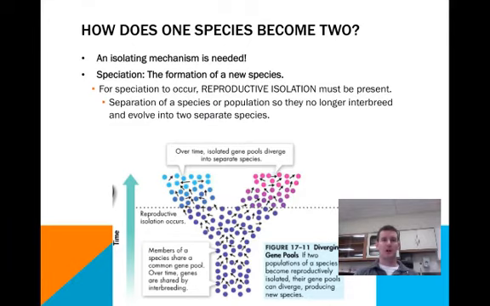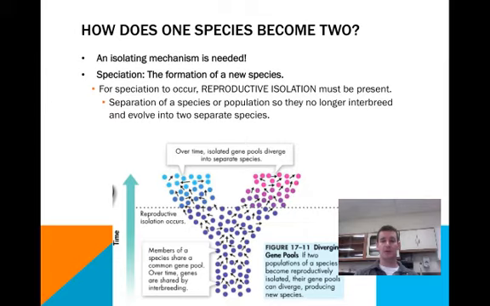I just want to define real quick speciation, and that's just the formation of a new species. For speciation to occur, something called a reproductive isolation must be present. A reproductive isolation basically is just the separation of a species or populations so they can no longer interbreed and they evolve into two separate species then.